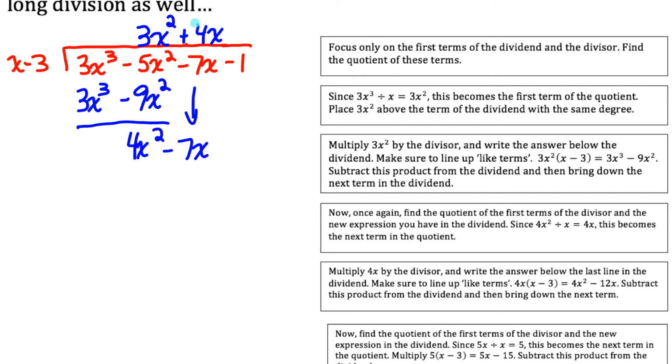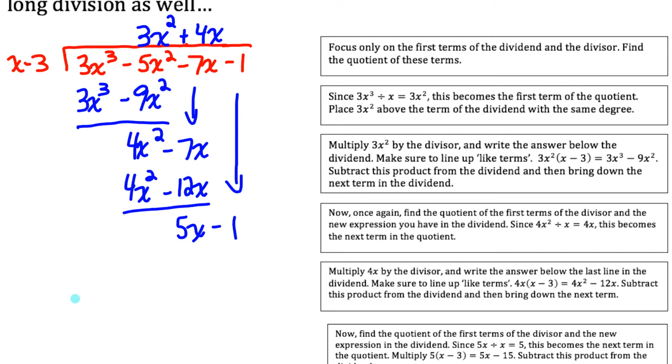Now we multiply. We do that 4x, which we wrote in the quotient, multiplied by the entire divisor. So 4x times x is 4x squared. Write it in the dividend beneath its like term. And 4x times negative 3 is negative 12x. Write it beneath its like term. Then we will subtract. The 4x squareds cancel, and negative 7x minus negative 12x is 5x. And we bring down our last term and repeat the process.